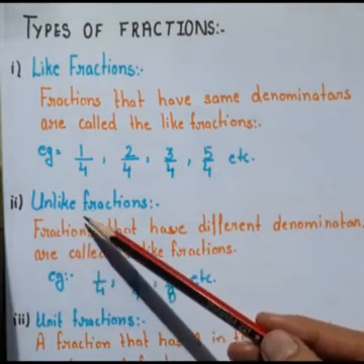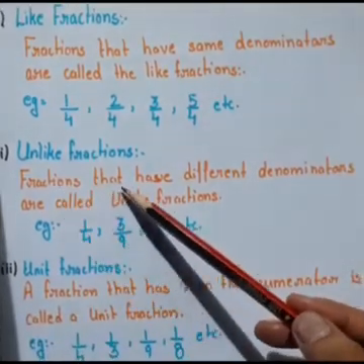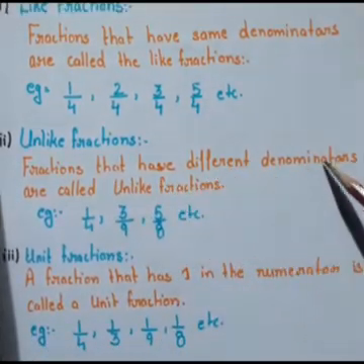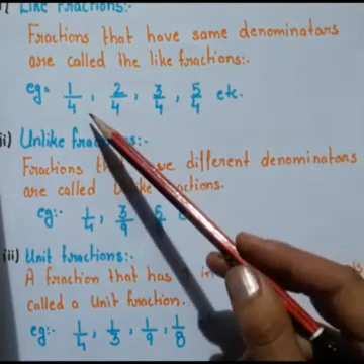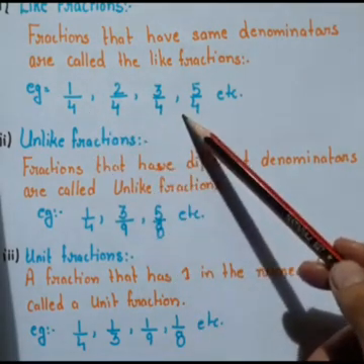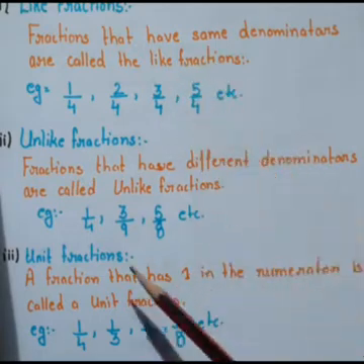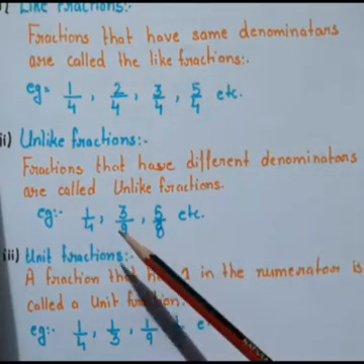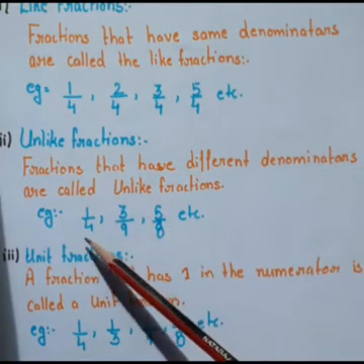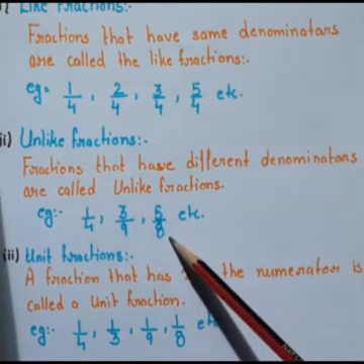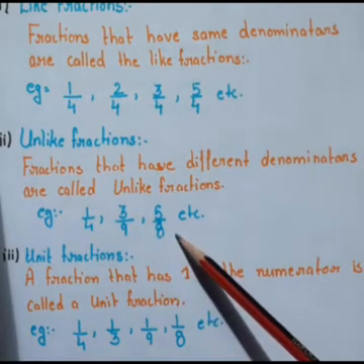Second is your unlike fractions. Fractions that have different denominators are called unlike fractions. So if the denominators are same, then the fraction is said to be like fraction, and if the denominators are different, as I have written here 1 by 4, 3 by 9, 5 by 8, you can see the denominators are different over here. So these fractions are called your unlike fractions.